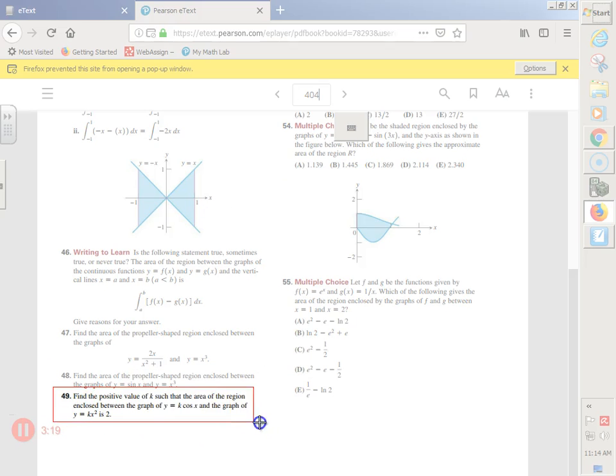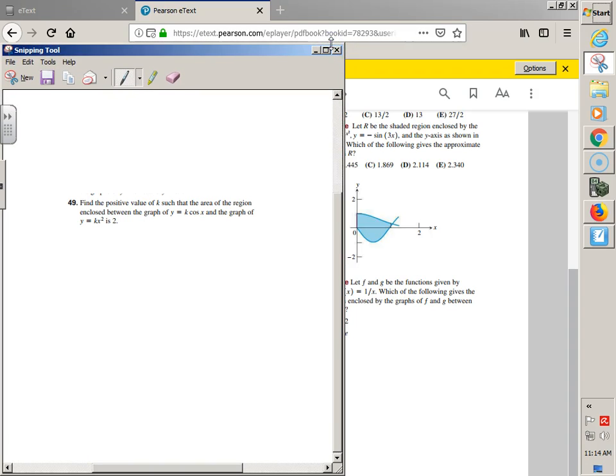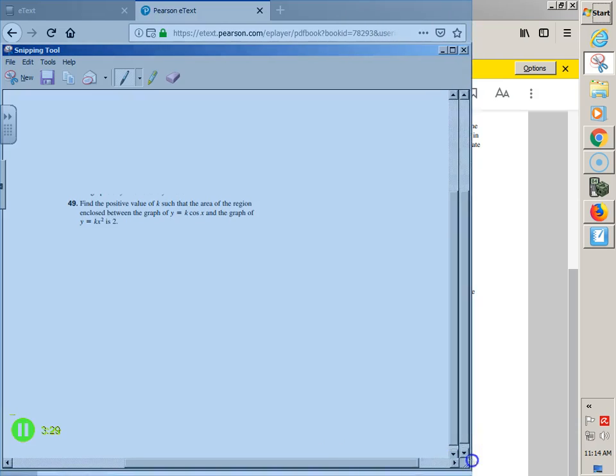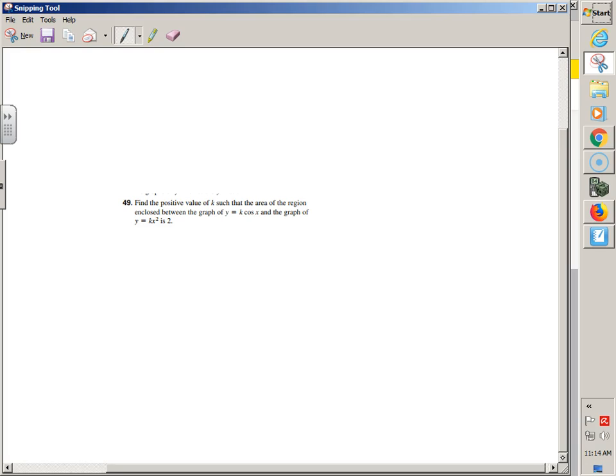Such an AP question. Here we go. Find the positive value of K such that the area of the region enclosed is 2. Usually, for this one, the AP says set up but do not solve. Set up but do not evaluate. But anyway, either way, it's important to know what's going on.